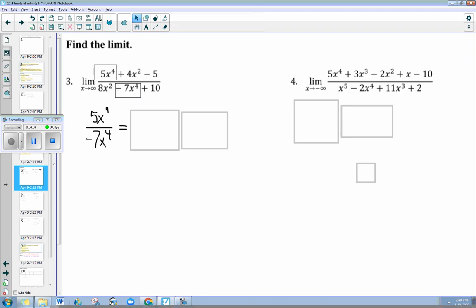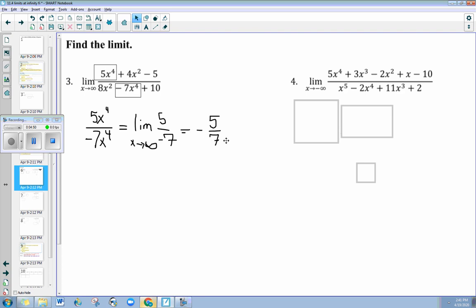And then I'm going to cancel anything they have in common. x to the fourth cancels top and bottom. And then I'm bringing the limit back. So 5 over negative 7, and we're taking the limit of that as x goes to infinity. Well, there's no x's left, so our limit is negative 5/7.